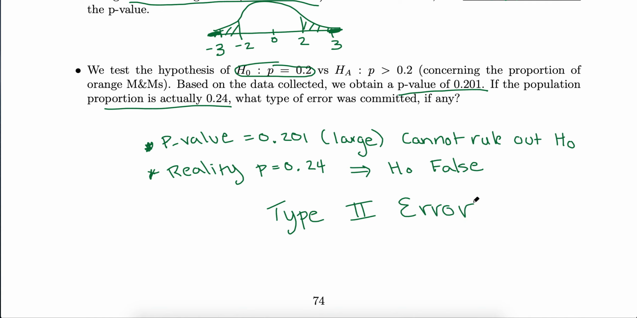All right, this wraps up our inference for 1 and 2 proportions. In the next set of videos, we're going to repeat all of this stuff in the context of 1 mean and 2 means.